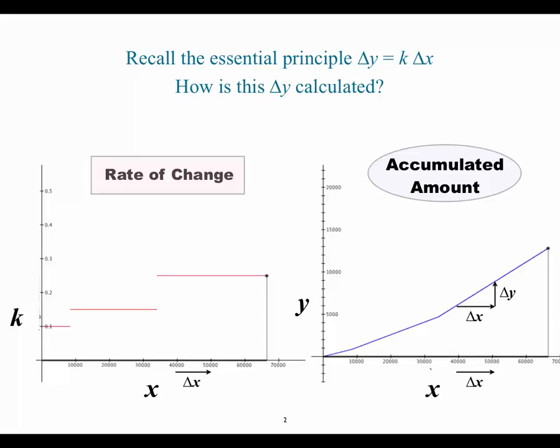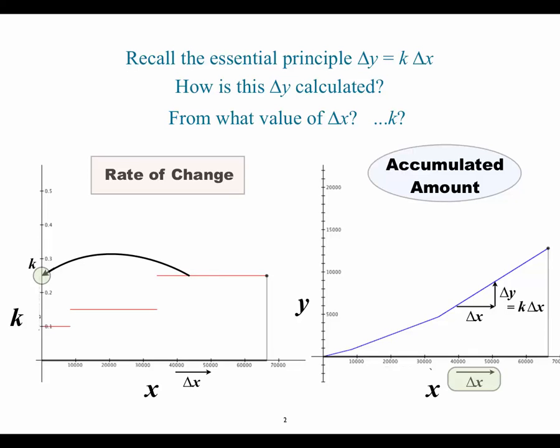So how is this delta y calculated? K delta x. Which value of delta x? Obviously that one right there. And then what about the k? Which value of k are we going to look for in calculating that delta y? Can you track it? Can you map it out? It's going to be the one that corresponds to this delta x up there. That's the k you're going to use, and that delta x you use to get that little change in y.